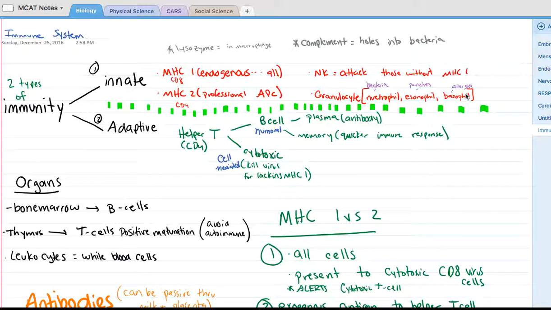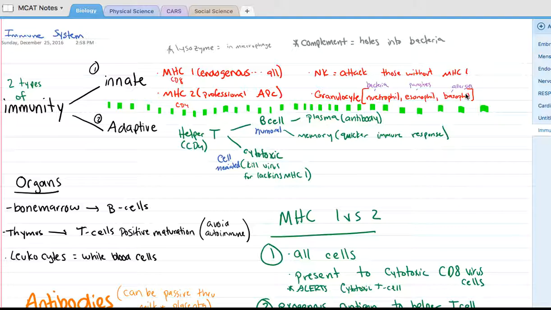B cells mature in the bone marrow and have specificity, but when antibodies respond to a given antigen, they undergo hypermutation, or rapid mutation of the antigen binding sites. Only the B cells that have the highest affinity survive and proliferate. This is clonal selection.